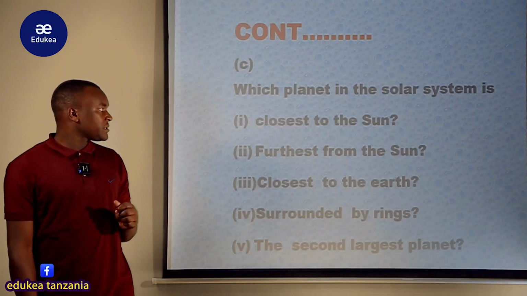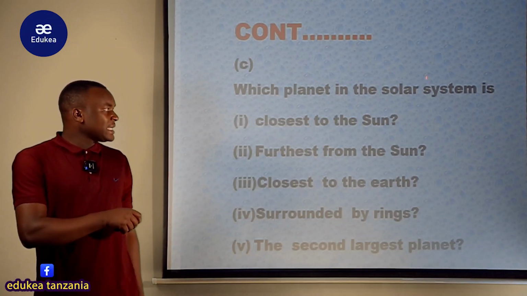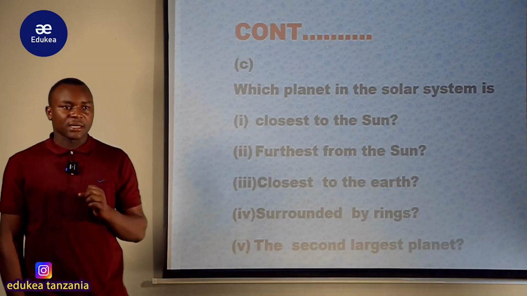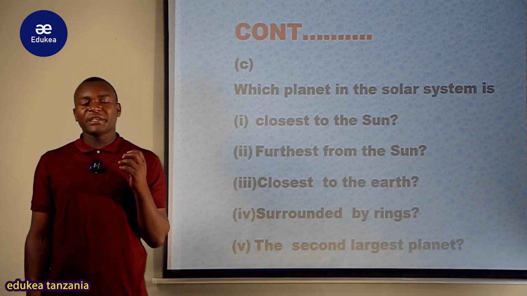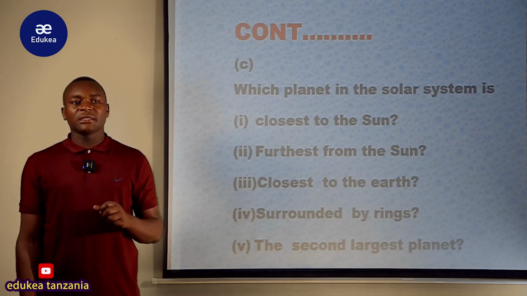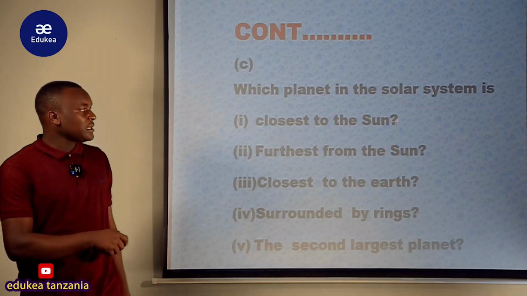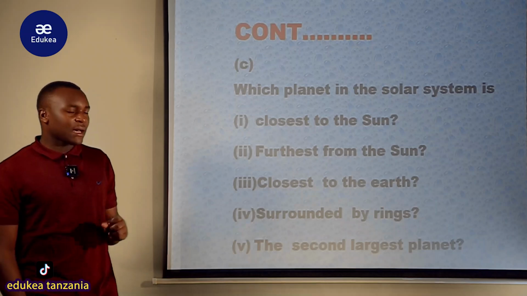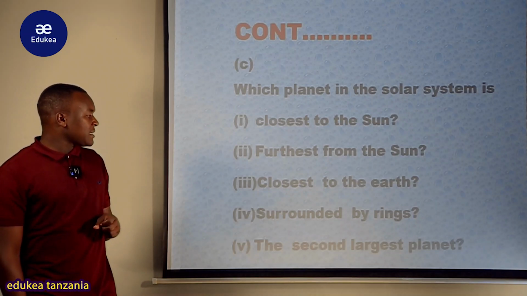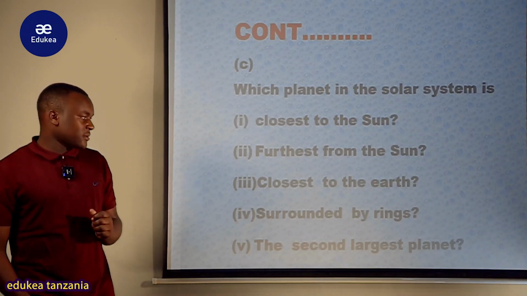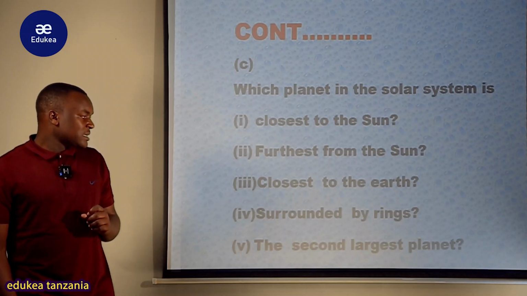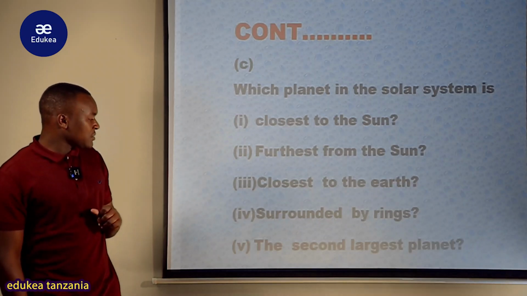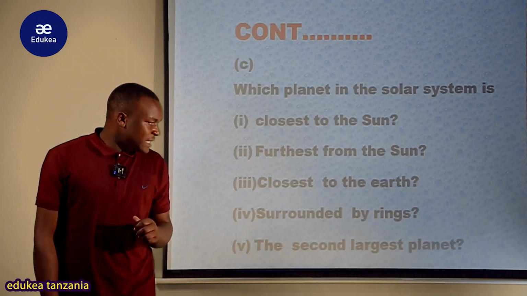That was question number 5, part A and part B, but we also have part C of this question, which states: which planet in the solar system is, Roman number 1, closest to the sun? So you have to give the name of the planet which is closest to the sun, but also, Roman number 2, farthest from the sun. Number 3, closest to the earth. Number 4, surrounded by rings. And the last, Roman number 5, the second largest planet.